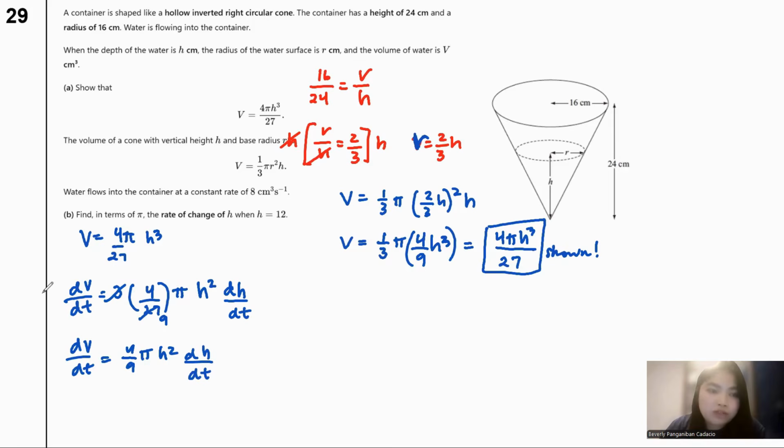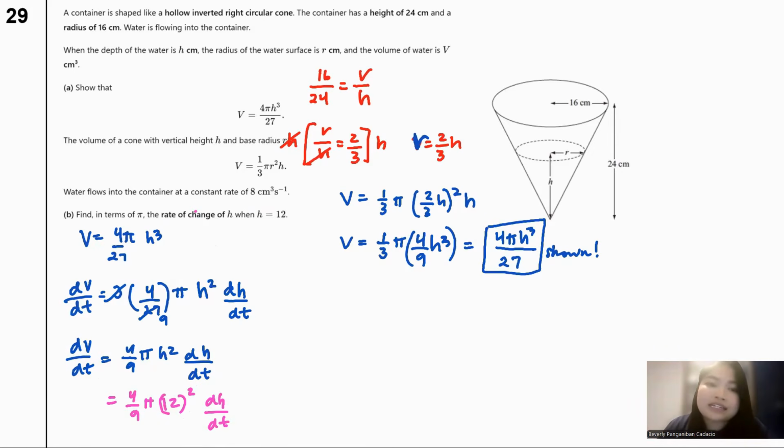But don't be confused. What you need to find, guys, is the dh over dt, the rate of change of H. But what are we going to do? Don't worry, the givens are all there already. The 4 pi over 9, H is given, which is 12 squared. And then the dh over dt is something you need to find, but you cannot have two unknown variables. You need to have only one so you can get it.